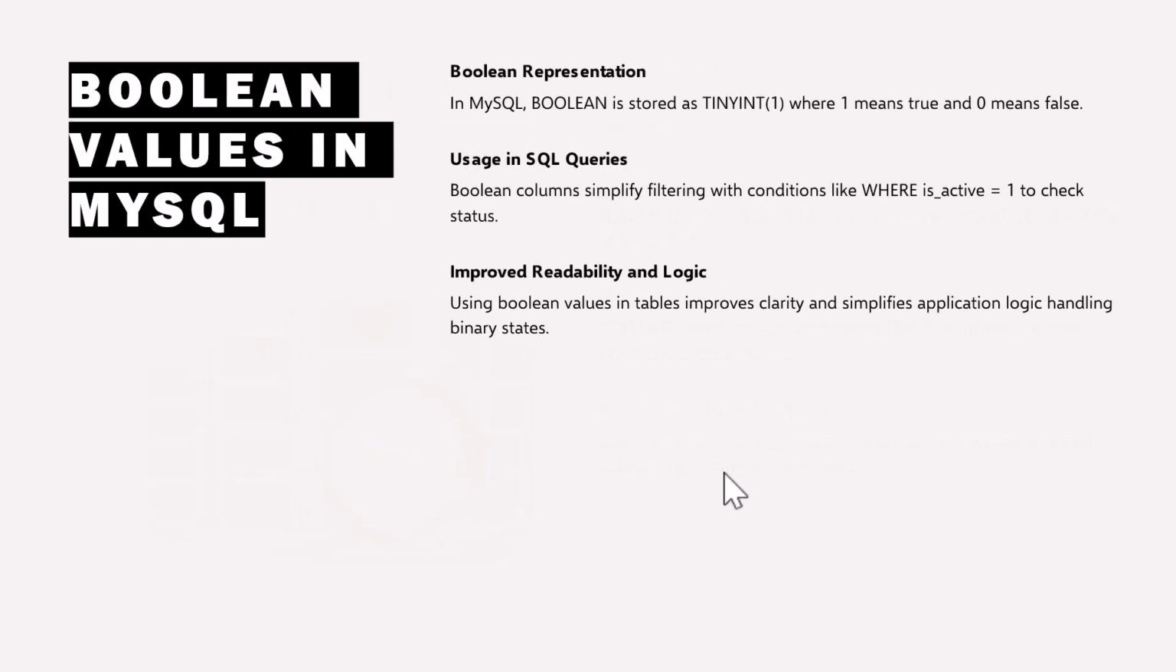We have also BOOLEAN representation. In MySQL, BOOLEAN is stored as tiny int, where 1 means true and 0 means false. BOOLEAN columns simplify filtering with conditions like where is_active equals 1, to check status.